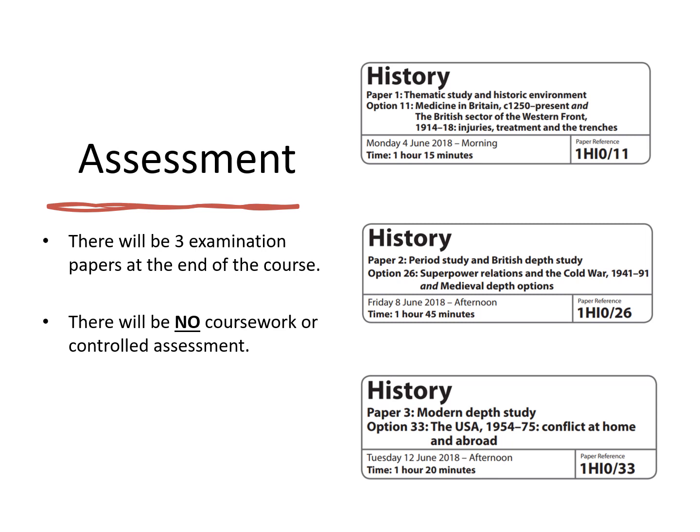In terms of assessment, there are 3 examination papers at the end of the GCSE history course. We study Edexcel history, and there is no coursework or any controlled assessment. You can see the 3 exams on the screen. The first paper is the medicine paper, which is an hour and 15 minutes. Paper 2 is the Cold War and Anglo-Saxon England, which is an hour and 45 minutes. And paper 3 is the USA 1954 to 1975 conflict at home and abroad, which lasts an hour and 20 minutes.